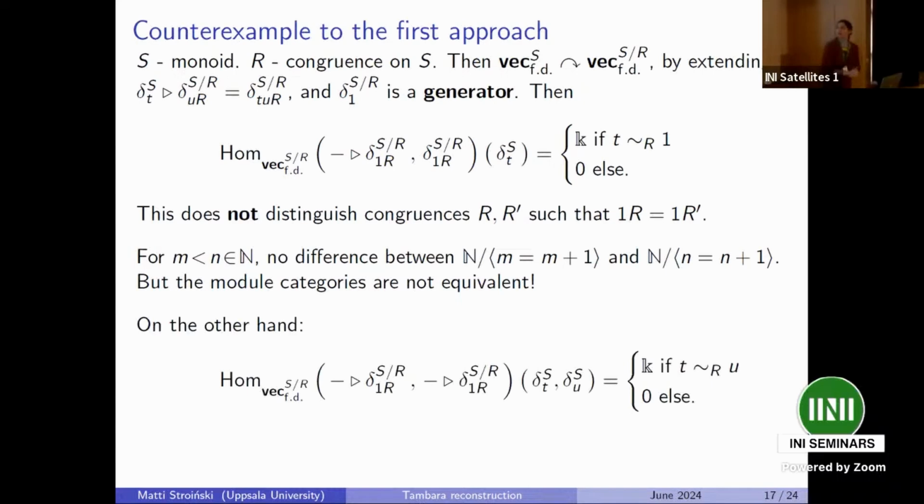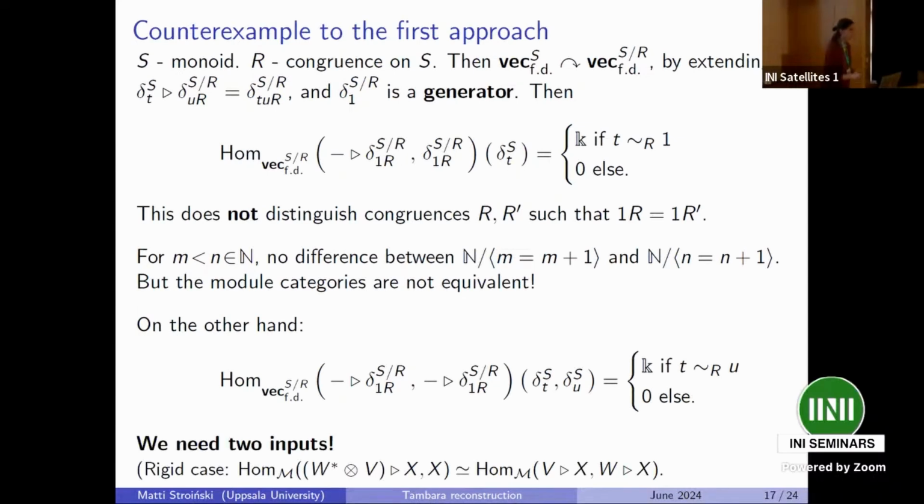On the other hand, if instead of the presheaf we allowed two inputs, one on the left-hand side and one on the right-hand side, and we see what happens if I evaluate at the one-dimensional space concentrated at T and the one-dimensional space concentrated at U, this is non-zero if and only if T is congruent to U. And this clearly recovers all the information I need about this congruence. This literally recovers the equivalence relation. So it seems like we need two inputs.